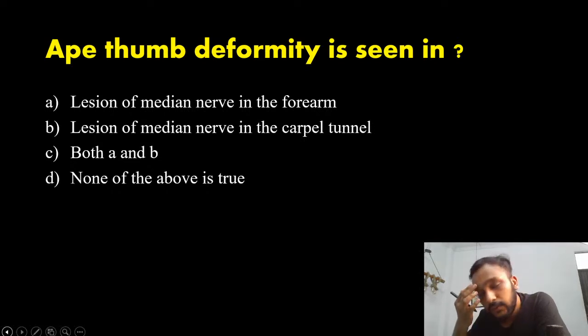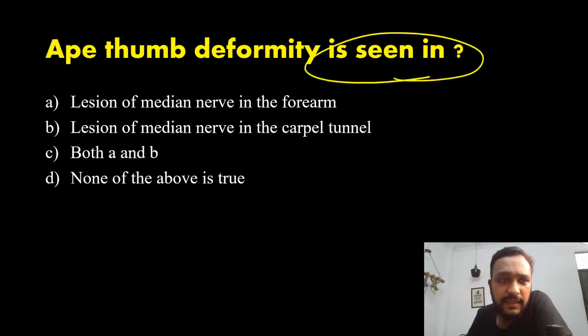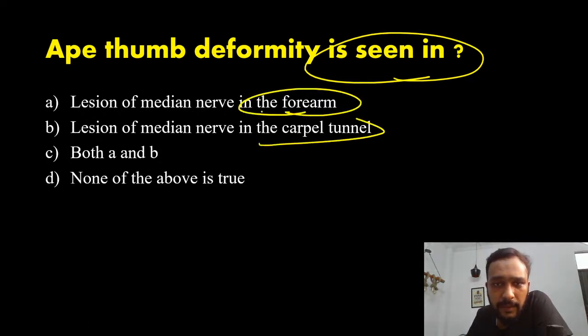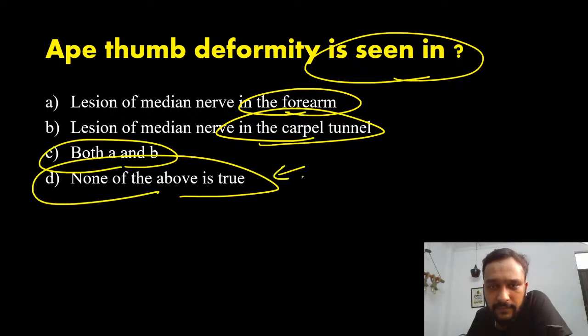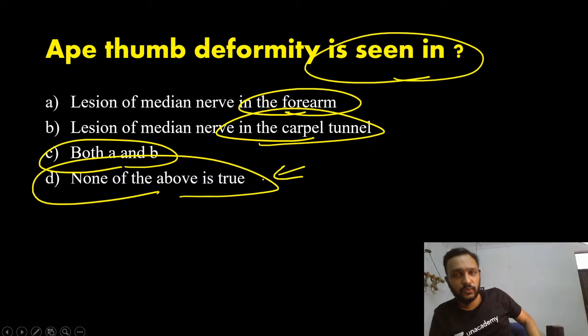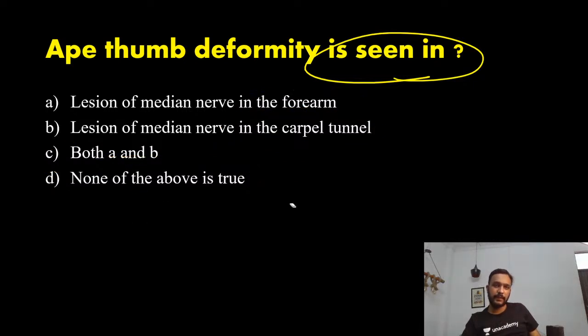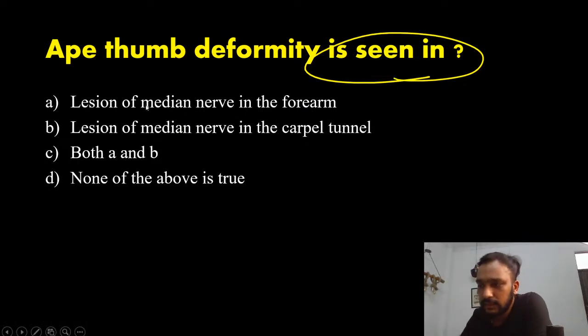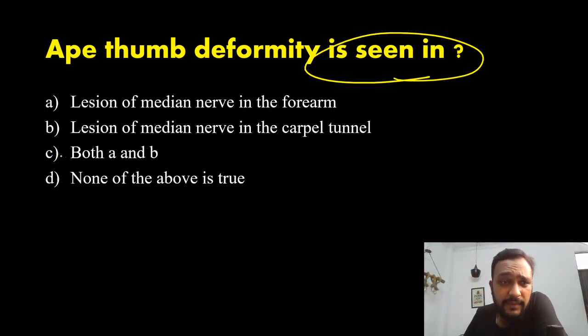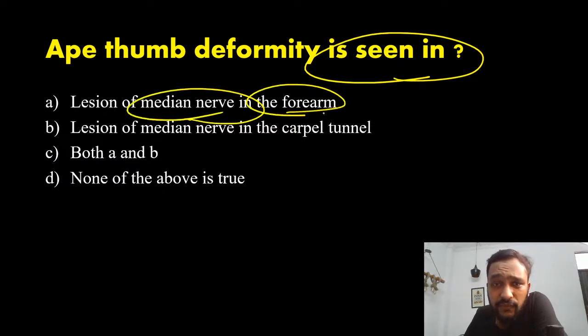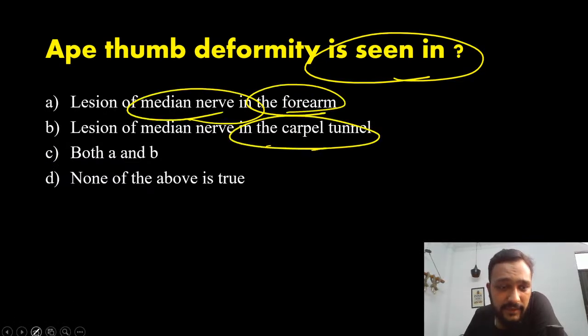Then, guys, moving on to the next question. Ape thumb deformity is seen in lesion of median nerve in the arm, lesion of median nerve in the carpal tunnel, both A and B, or none of the above. Ape thumb deformity you are going to see in which case? Very good, Sakti Venkatesan. Ape thumb deformity will be seen in injury of the median nerve in the forearm as well as injury of the median nerve in the carpal tunnel.